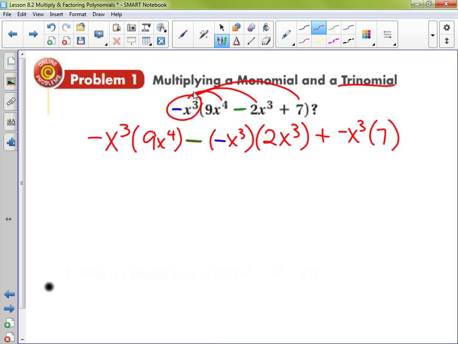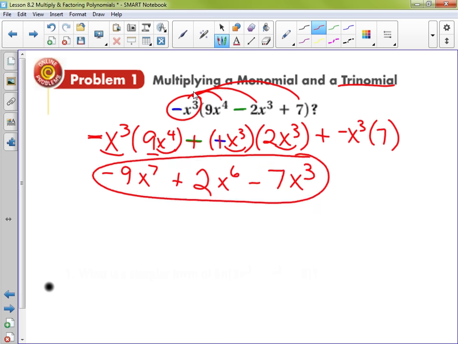So now that I've distributed the first monomial to each of the terms in the trinomial, now I'm going to simplify. A negative times a positive 9 is negative 9. That's this part and this part. X to the third times x to the fourth: when I have like bases, I add the exponents, so that's x to the seventh. Next term, I have 2 negatives, so that makes positive. 2 times 1 is 2, and x to the third times x to the third is x to the sixth. And then the last term, I have a negative x to the third times 7, which just makes it minus 7x to the third. And that's it.